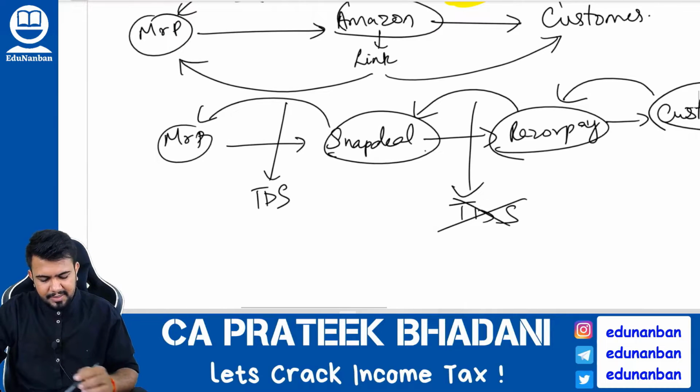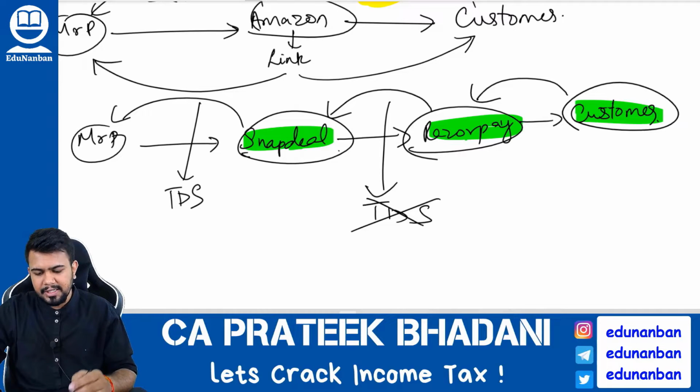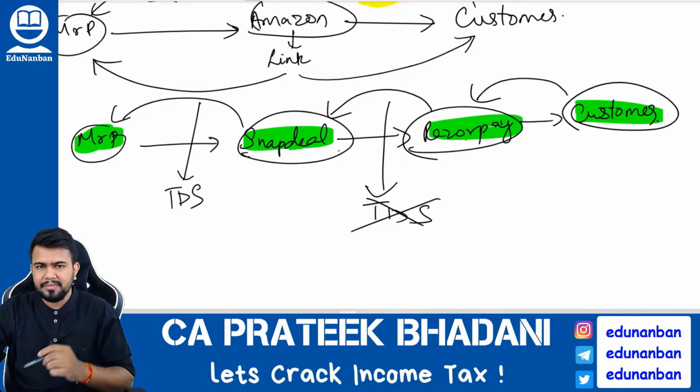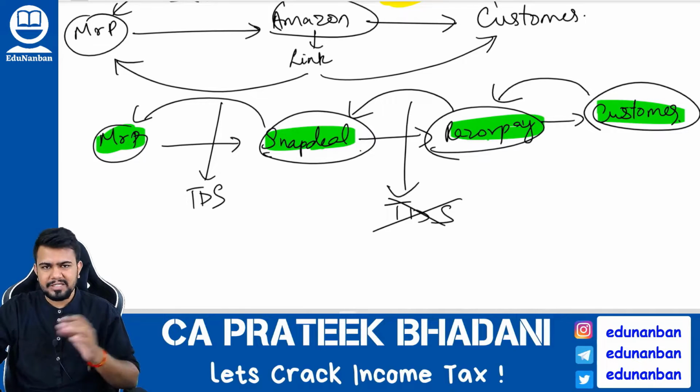So see, for example, what happened? The customer will give the payment to Razorpay. Razorpay will give the amount to Snapdeal. Snapdeal will give the amount to Mr. P, that is the e-commerce participant.